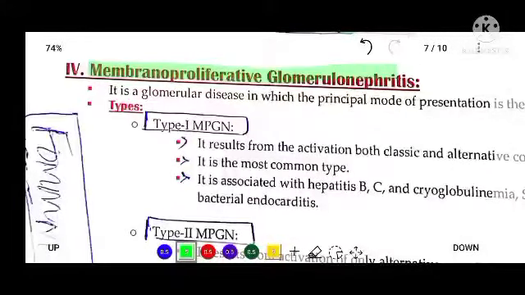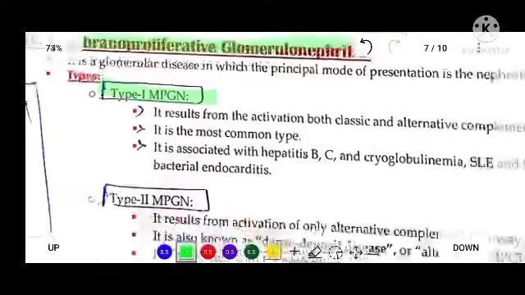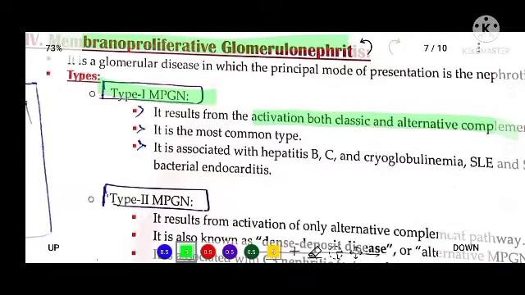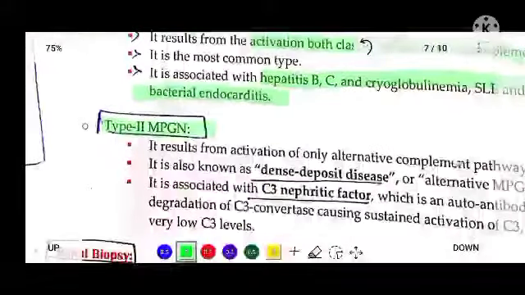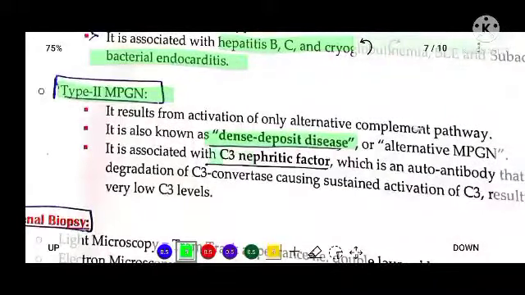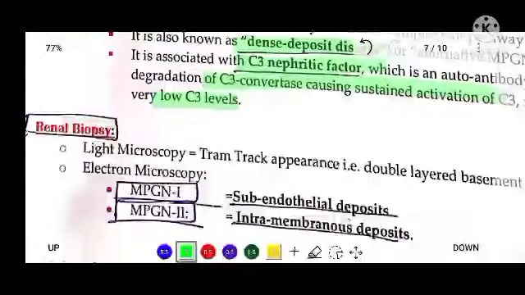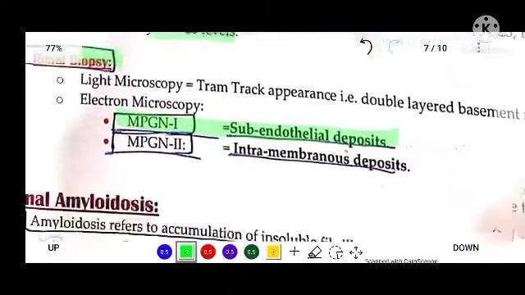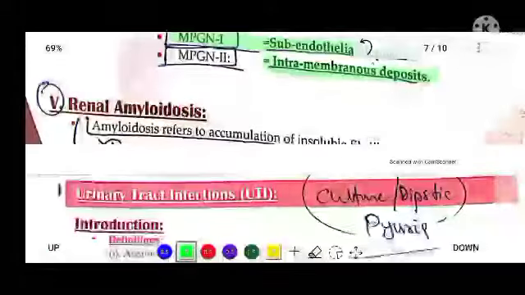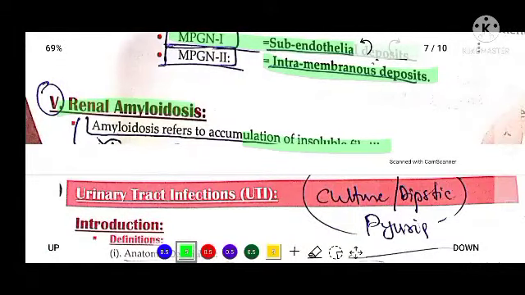Another disease is membranoproliferative glomerulonephritis. It results from activation of both the classical and alternative pathways of the complement system, and is associated with hepatitis B and C, cryoglobulinemia, SLE, and bacterial endocarditis. In type 2 disease, dense deposit disease is there, with C3 nephritic factor, C3 convertase, and low C3 levels. Renal biopsy shows subendothelial deposits and intramembranous deposits. Renal amyloidosis shows accumulation of insoluble fibrillar proteins. So in this way, different types of nephrotic syndrome present.